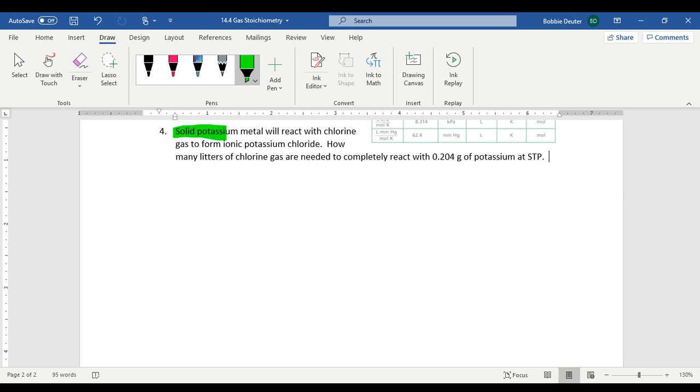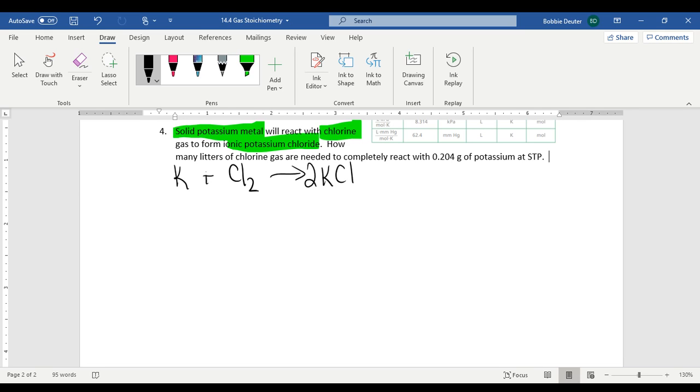So we have solid potassium metal will react with chlorine to produce an ionic potassium chloride. So let's just, before we even go to that next sentence, let's get that balanced chemical equation out of the way. Since it is a metal, potassium can stand alone. Chlorine is a halogen, which means it's always diatomic. Potassium is in group 1A, so it has a +1 charge. Chlorine is a halogen in group 7A, which has a -1 charge. So ionically, they form KCl. To balance this out, we put a 2 here for the chlorine and a 2 here for the potassium. And now we have our balanced chemical equation.